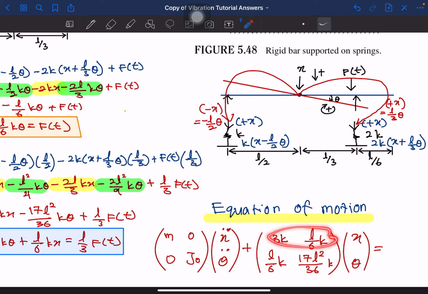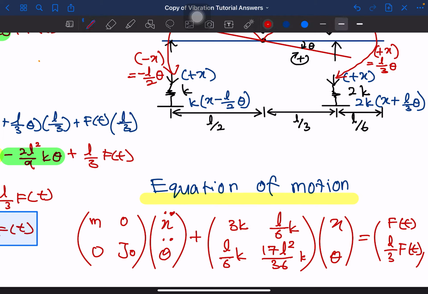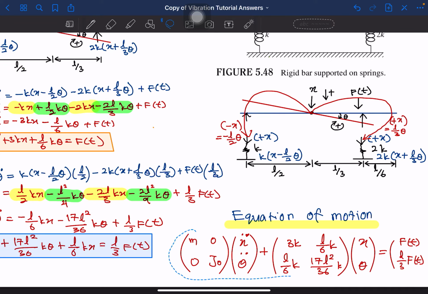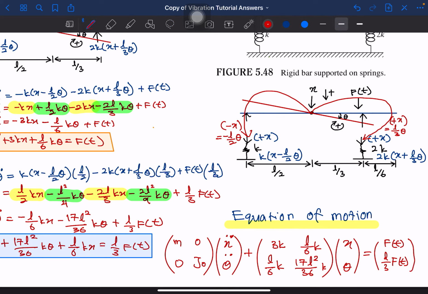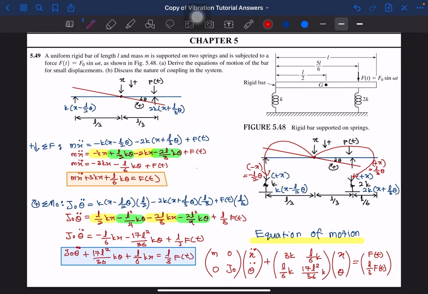From the first equation, from the second equation, this is for the x, and this is for theta. Both of your equations equal to: the first equation is FD, and the last equation is L over 3 FD. So just put it over here. Okay, so this is your matrix for equation of motion. You've done it. So let's take a look at what the question wants.